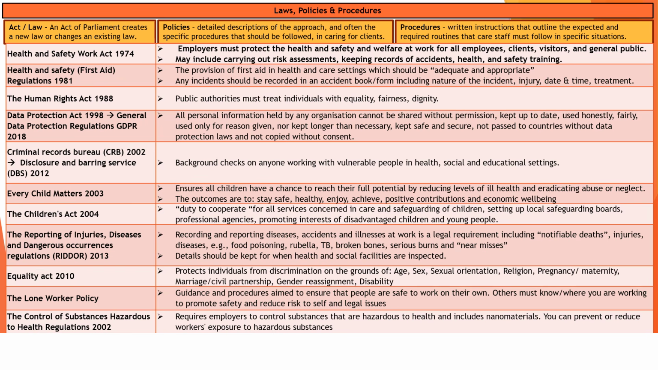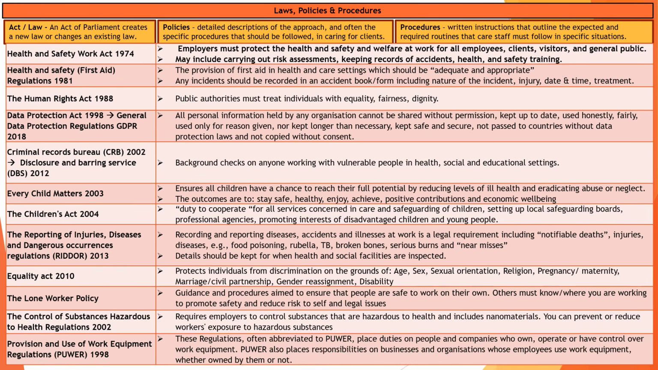COSH, which is the Control of Substances Hazardous to Health, is about handling chemicals and biological products. And lastly, provision of equipment. So essentially, employers have to provide equipment to staff to ensure they can perform their role safely.